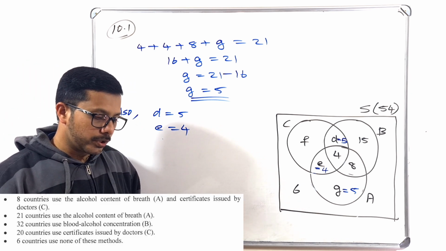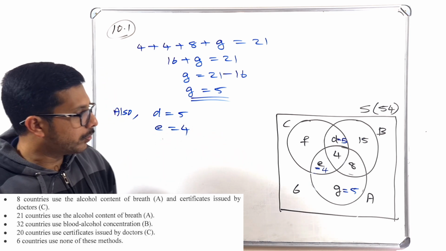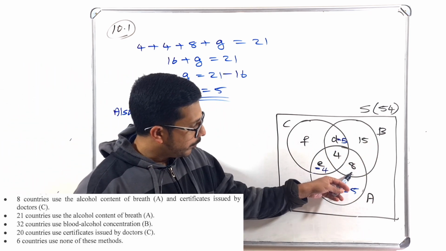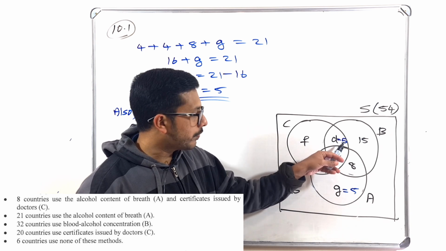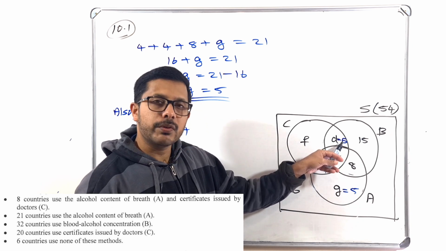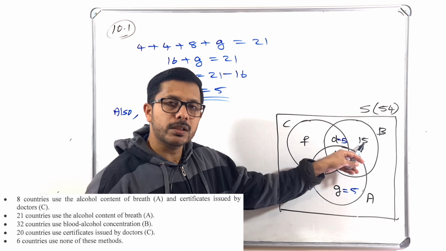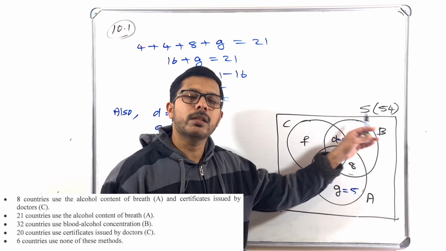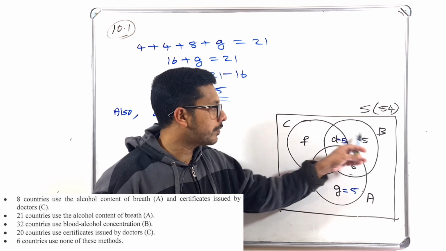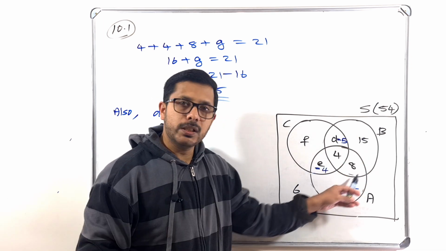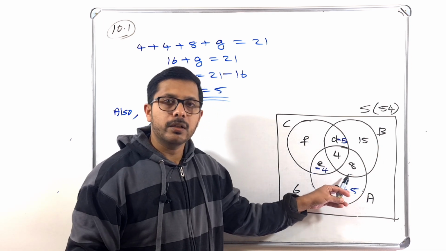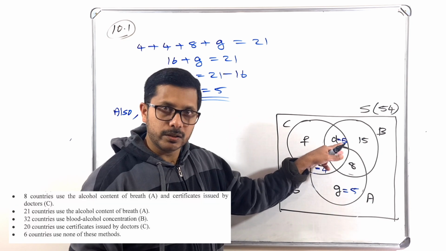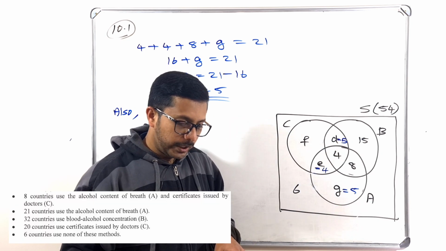32 countries use B. So here the total is 32. Am I right? 8 plus 4 is 12. 12 plus 5 is 17. 17 plus 15 is 32. So it's right. Total B is 32. When we add all the numbers in that B circle, we get 32. That means this value is correct. Okay. Now look at the next bullet.